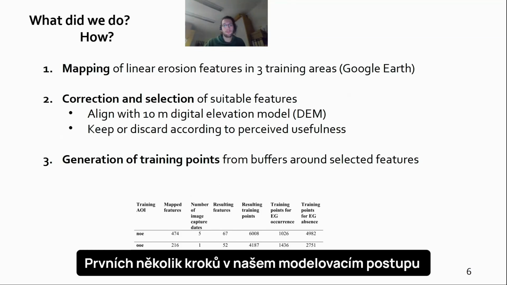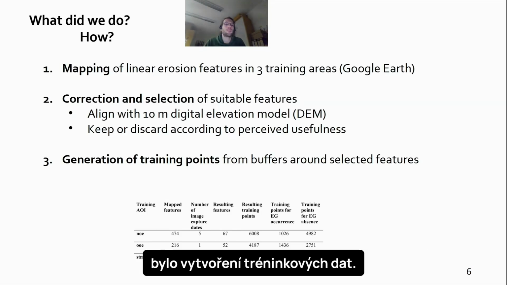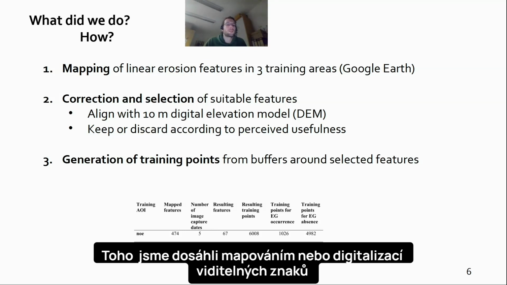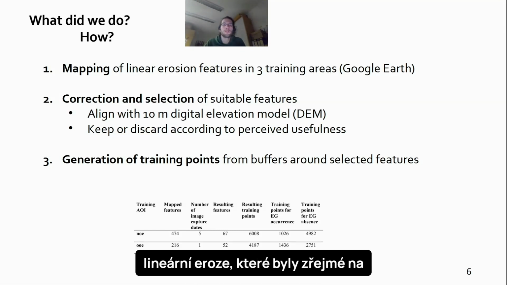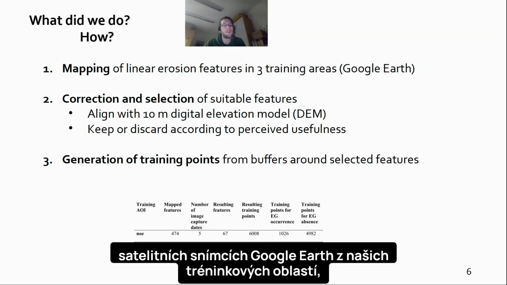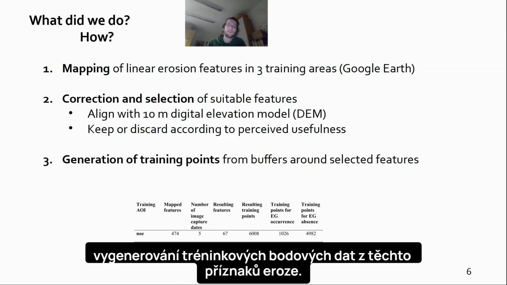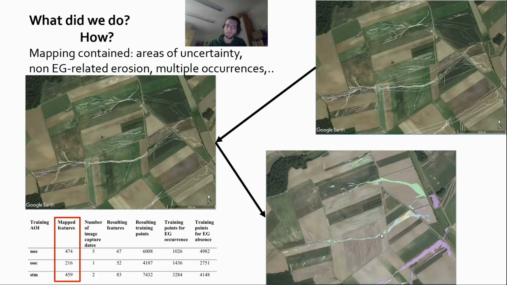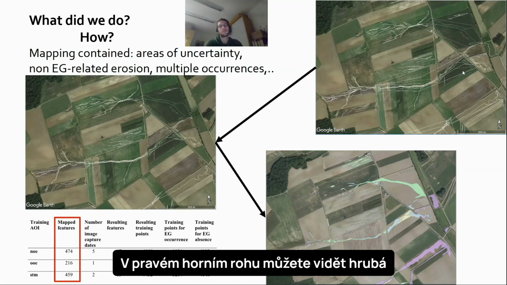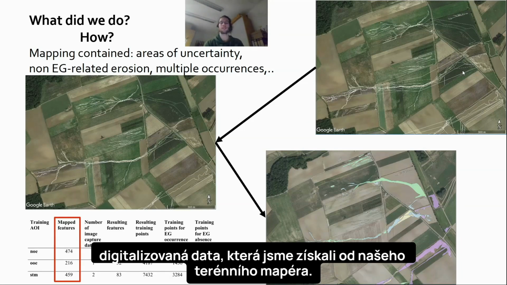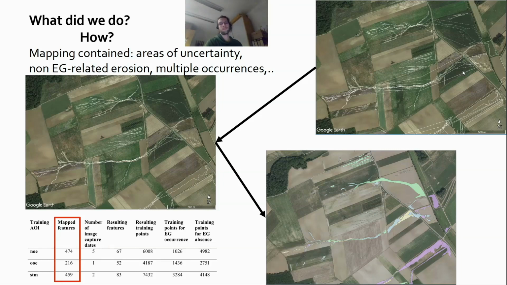So the first few steps in our modeling procedure was to create training data. This was done by mapping or digitizing features of linear erosion that were visible in Google Earth satellite imagery in our training areas, and then followed by several steps of correcting and filtering these data, and in the end generating training point data from these features. So in the top right corner you can see the raw digitized data that we received from our mapper.